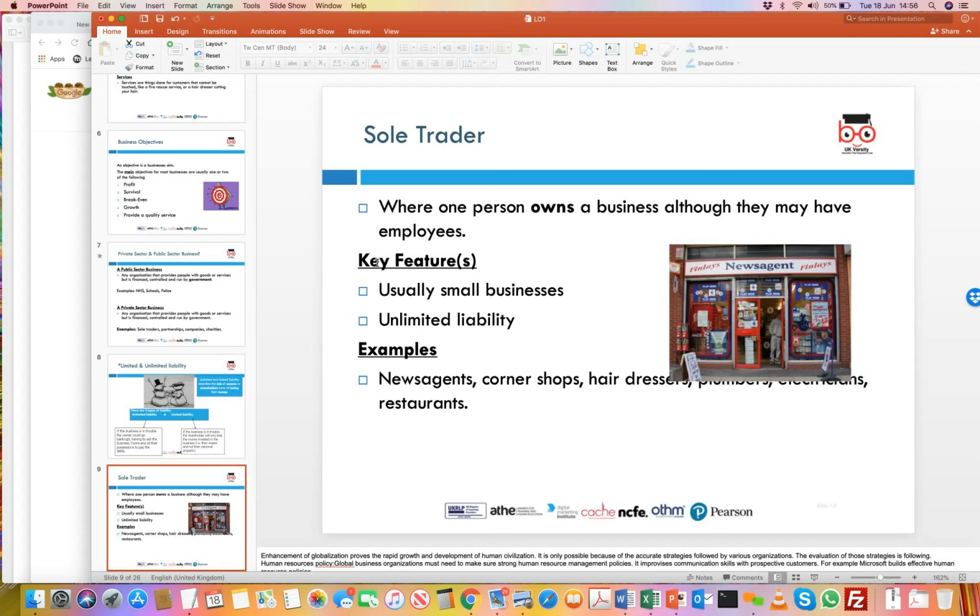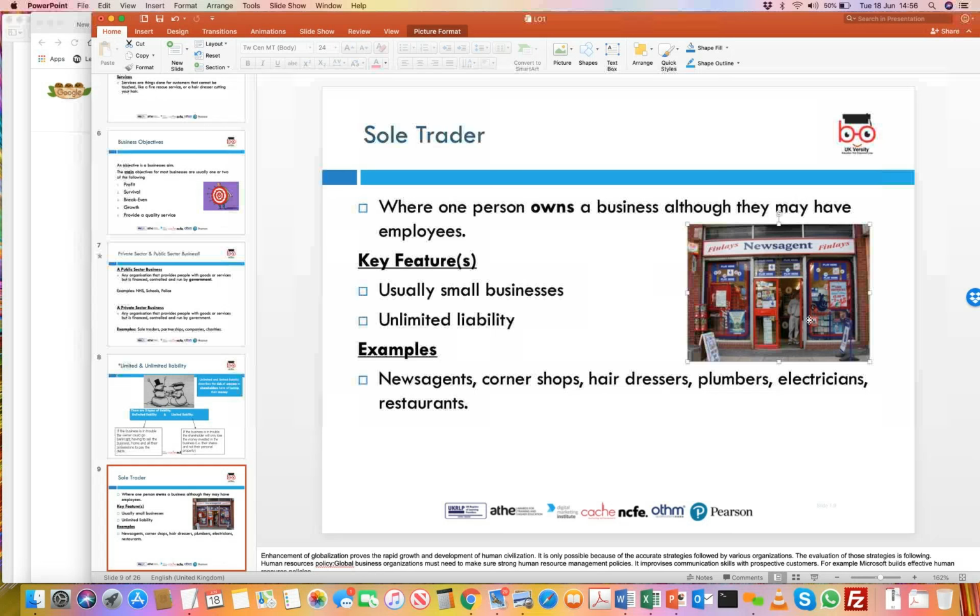And whatever money you make, whatever loss you make, you are the beneficiary of that loss or profit. So in this case, when you register a business and you work as a sole trader, that means only one person owns the business. And in this case, you might be the employee, also the director of the business. These businesses are usually small businesses like a corner shop, like a newsagent shop, or a small shop. And here you have unlimited liability. Whatever profit you make, whatever loss you make, is the liability of the director or the person who owns the business.